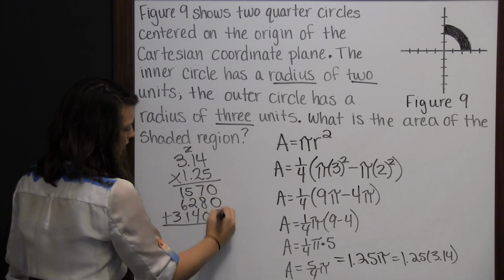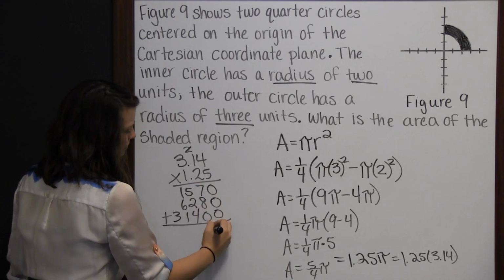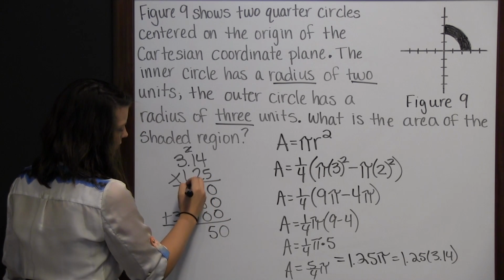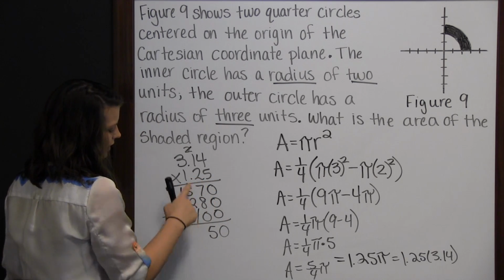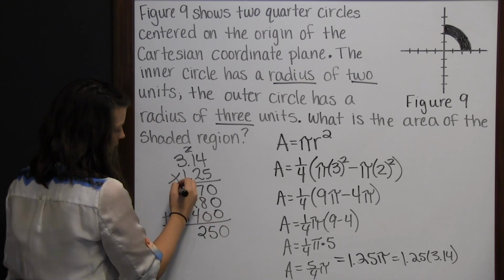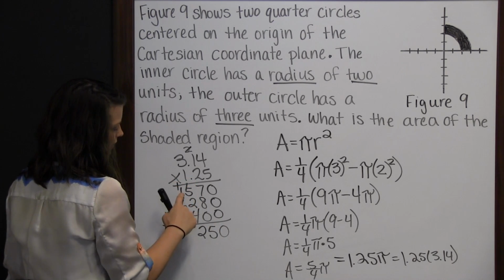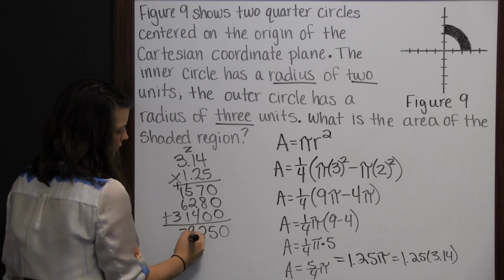Add that together. That's 0. 7 plus 8 is 15. Carry the 1. 5, 9, 10, 12. Carry the 1. 6, 7, 8, 9. 3.